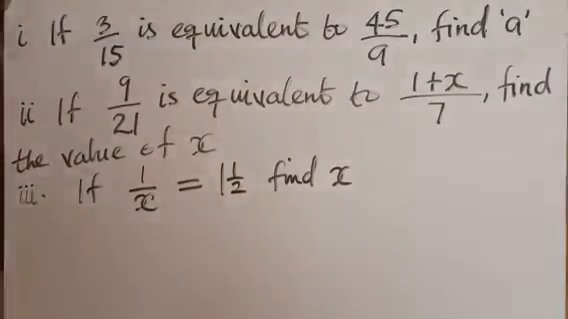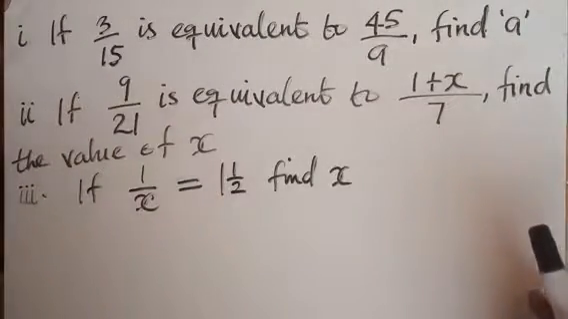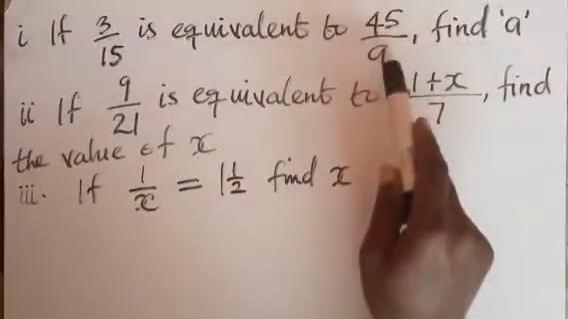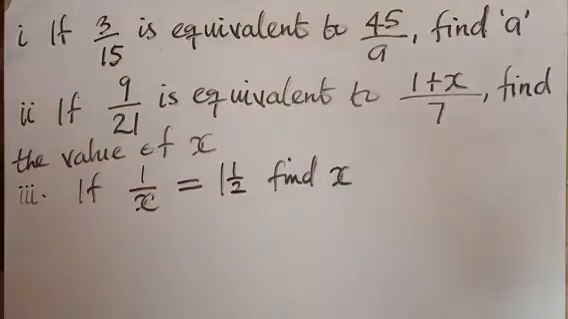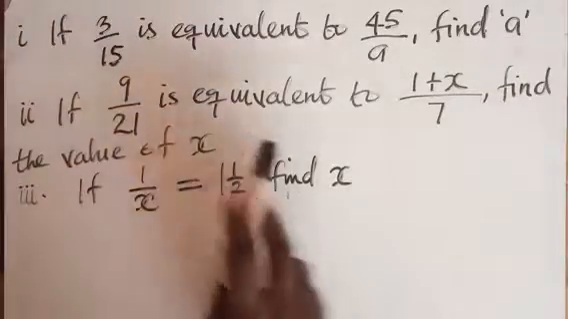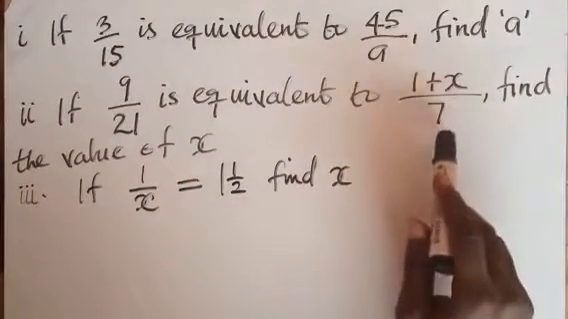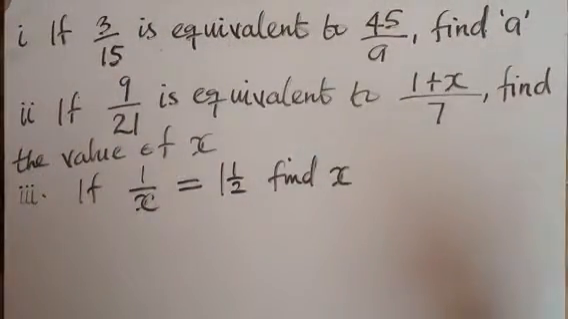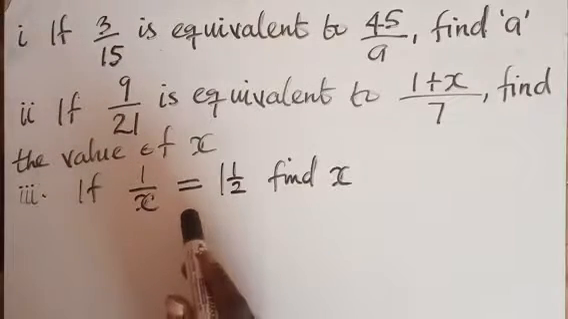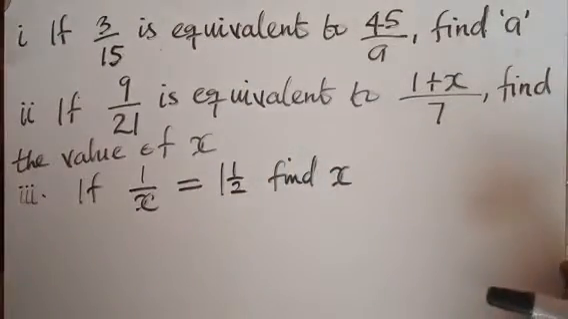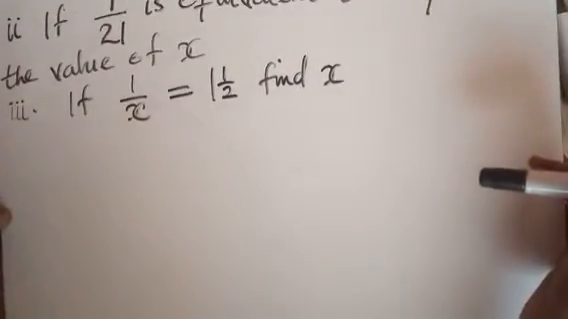So we have got these 3 questions. The first one says, if 3 on 15 is equivalent to 45 on A, find A. If 9 on 21 is equivalent to 1 plus x on 7, find the value of x. Then if 1 on x equals to 1 whole number, 1 on 2, find the value of x. Let us take it one by one. So solution.